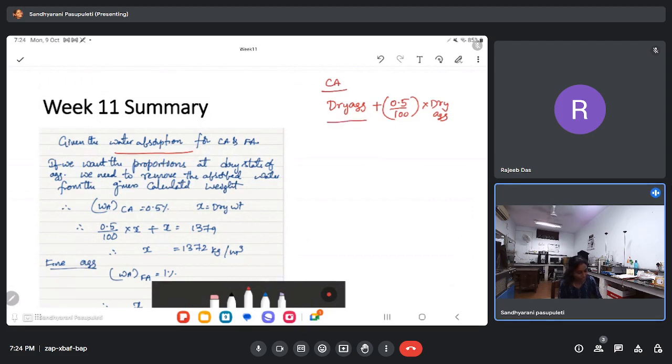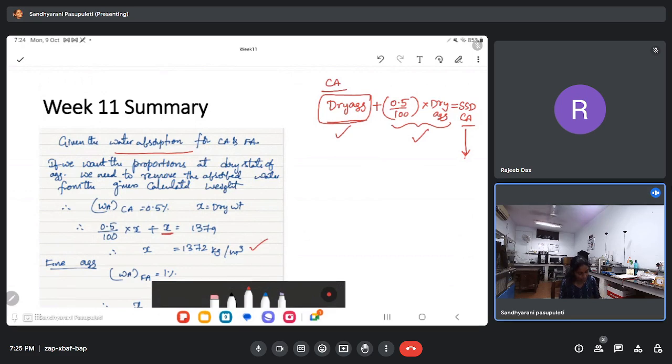So dry aggregate plus 0.5 percentage of dry aggregate together is what? Our SSD coarse aggregate weight. So till now, whatever the weight or volume of coarse aggregate I have calculated is this SSD coarse aggregate. So this is actually dry aggregate weight plus water absorbed. But I do not want that, so I wanted to calculate what is this dry aggregate. So we can easily calculate. So here X is the dry aggregate.